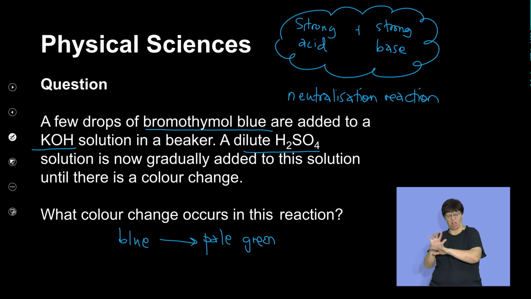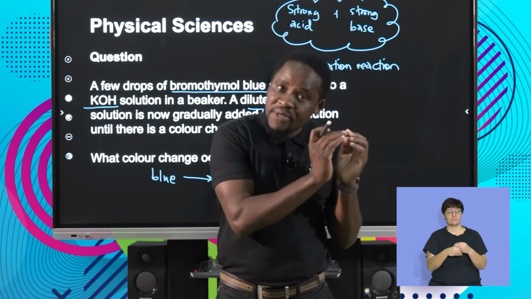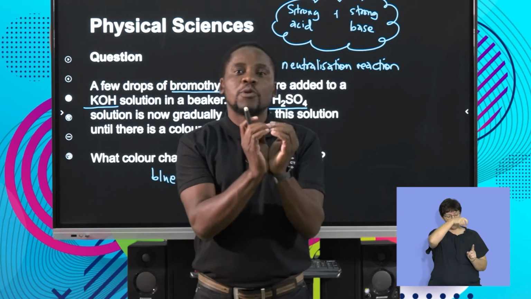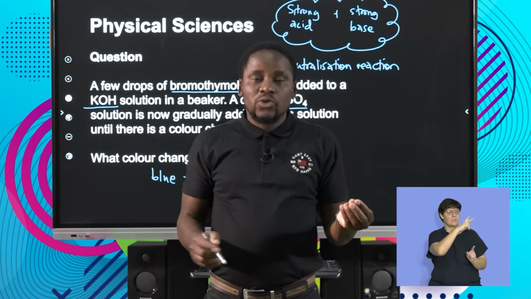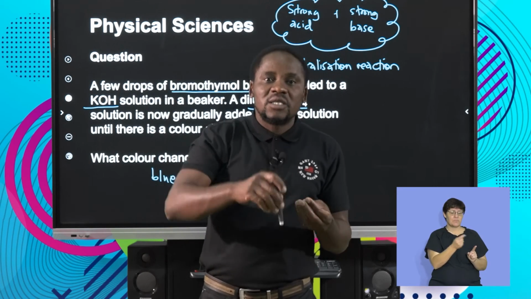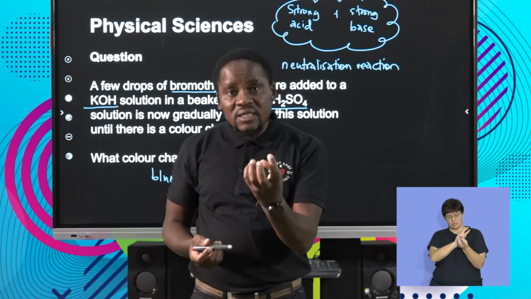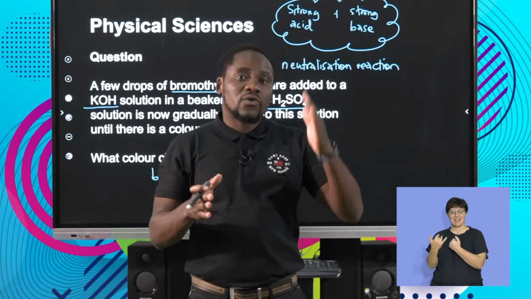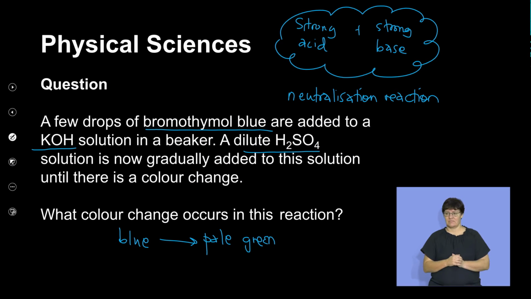We need to recognize that the few drops were initially added into the solution of potassium hydroxide. Then we ask ourselves, what's the color of bromothymol blue in the presence of a strong acid? It's blue in color. If we continue adding the acid, a neutralization reaction takes place. When the resulting solution becomes neutral, what's the color change? It's from blue to pale green, right? That's how we arrived at that.